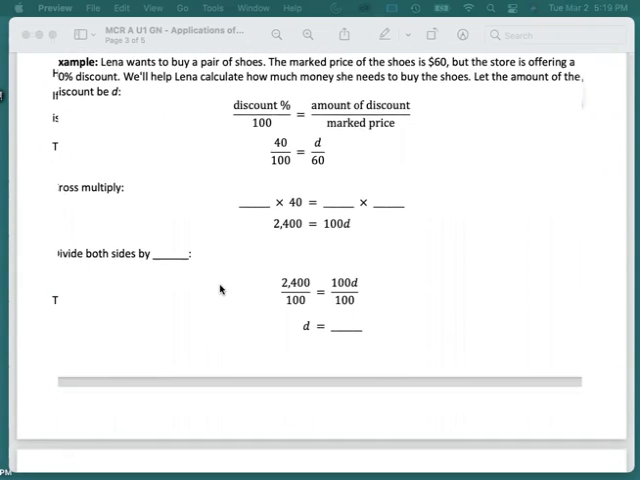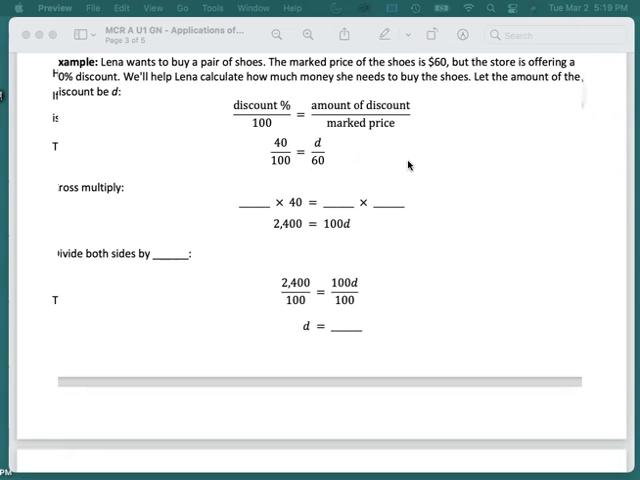Discounts. Lena wants to buy a pair of shoes. The marked price of the shoes is $60 and it's 40% off. So 40% is the discount, which is right here out of 100%, or the total 100. 60 is the cost of the shoes and D is the discount.